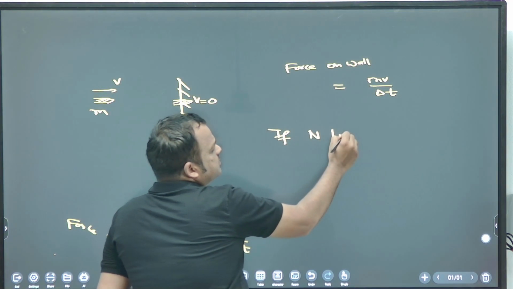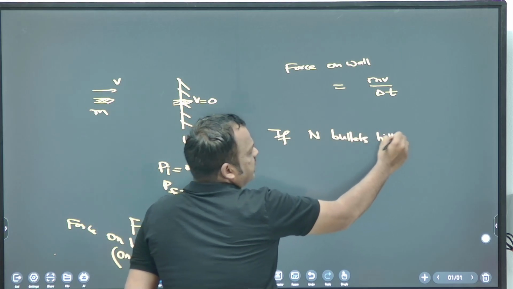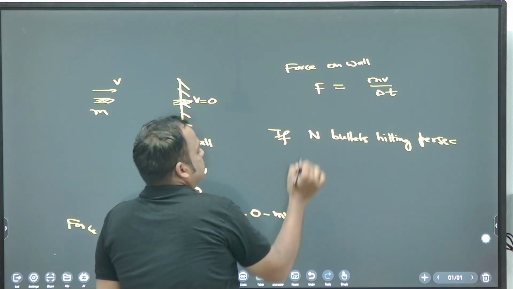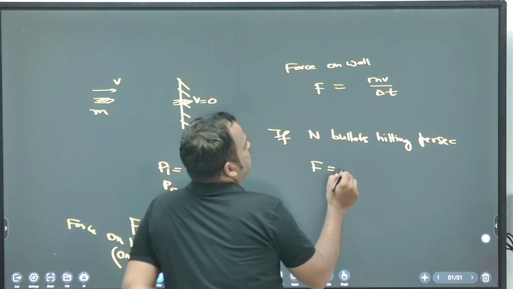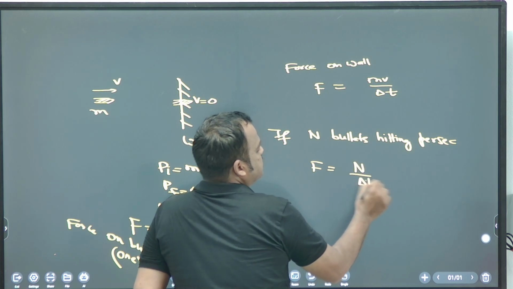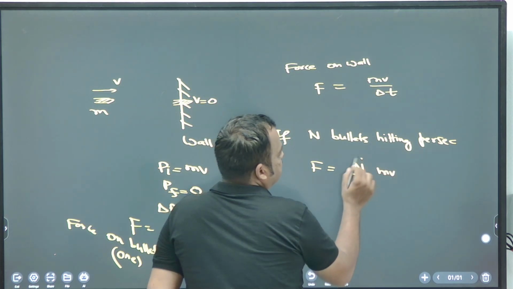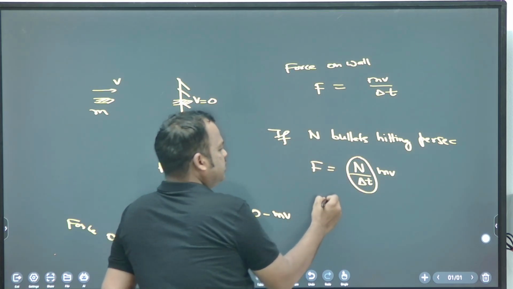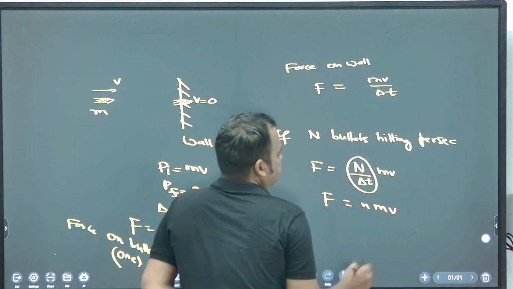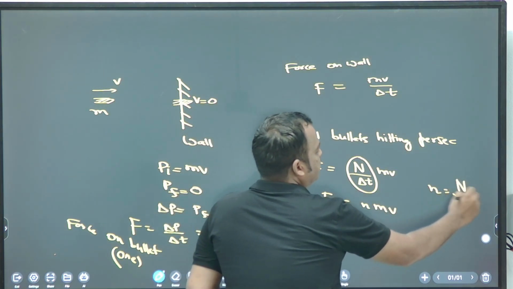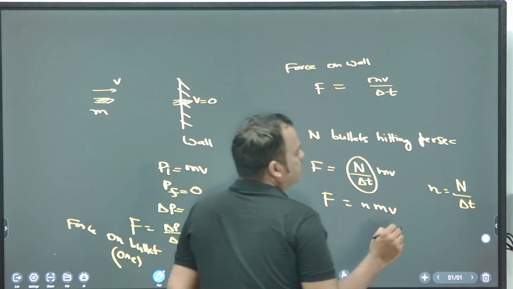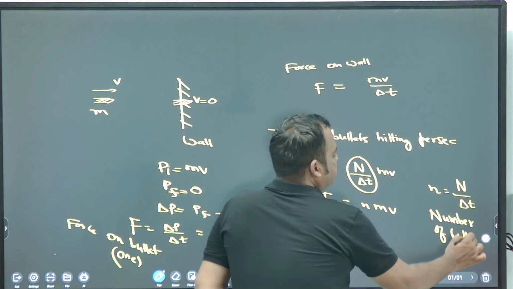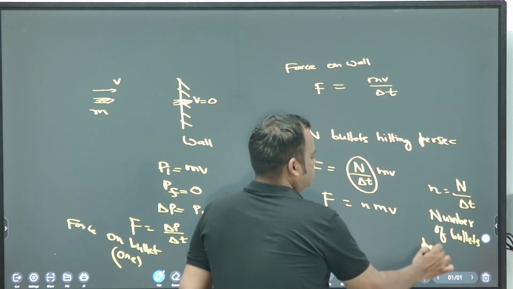If n bullets are hitting per second, then what is the force? Then force becomes n times of this, so n by delta T times mv. Now this n is known as the number of bullets per unit time. So delta T will be 1 second, so F will be nmv. n is the number of bullets per second, correct?